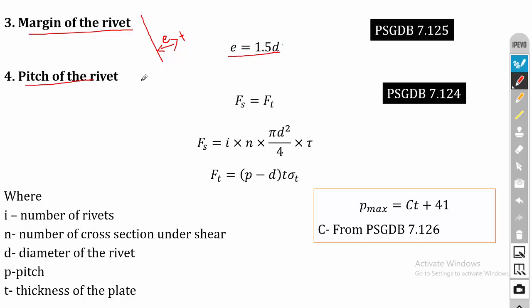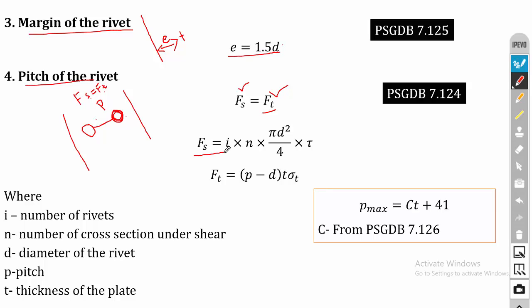Okay, so to calculate the pitch of the rivet, we have to equate Fs and Ft, because if you have two rivets like this, then Fs is the shear force acting on this rivet joint, and Ft is the tensile force acting in between these two joints. Okay, so the material should not fail by Ft as well as Fs. So we have to select the P for Fs equal to Ft. So for a safe value of Fs and Ft, what should be the pitch value that we have to calculate?